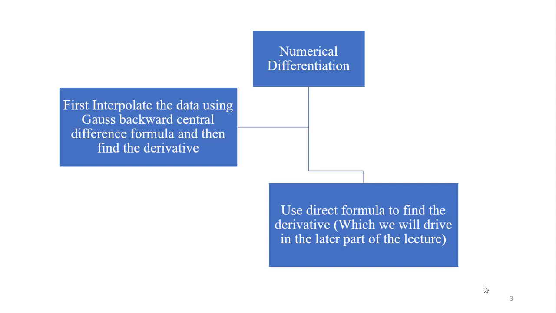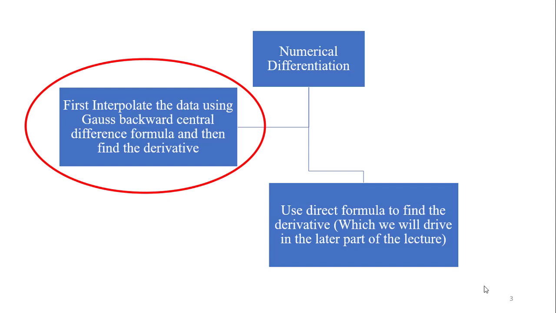So here again you have two options. First, you can interpolate your data with the help of Gauss's backward central difference approximation, and then you will get a polynomial in a variable like x, and then you can differentiate that particular expression with respect to the independent variable, and then you can find the rate of change at any point by substituting that fixed value.